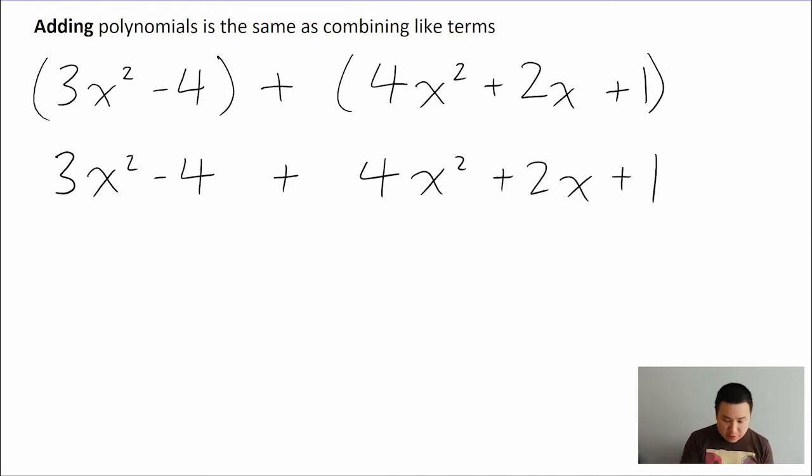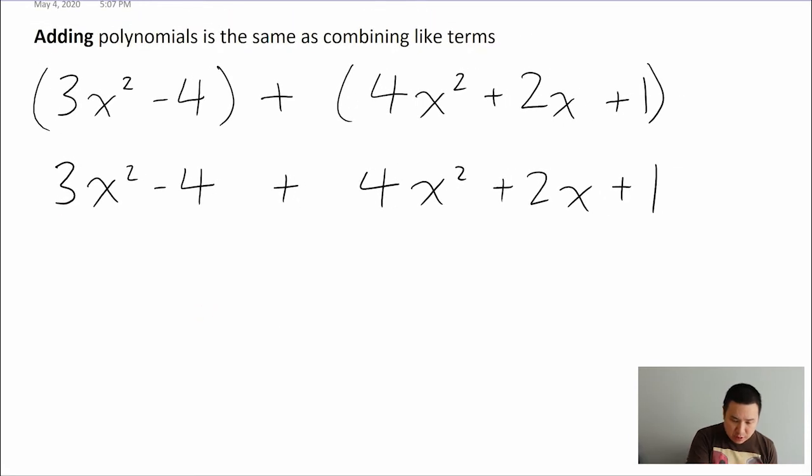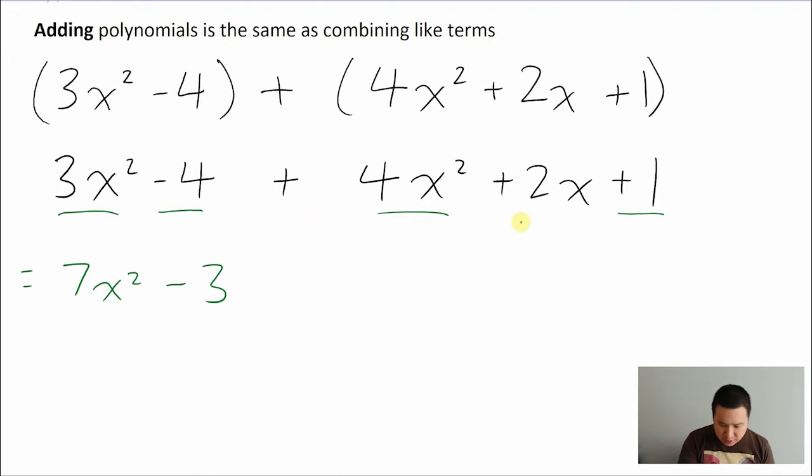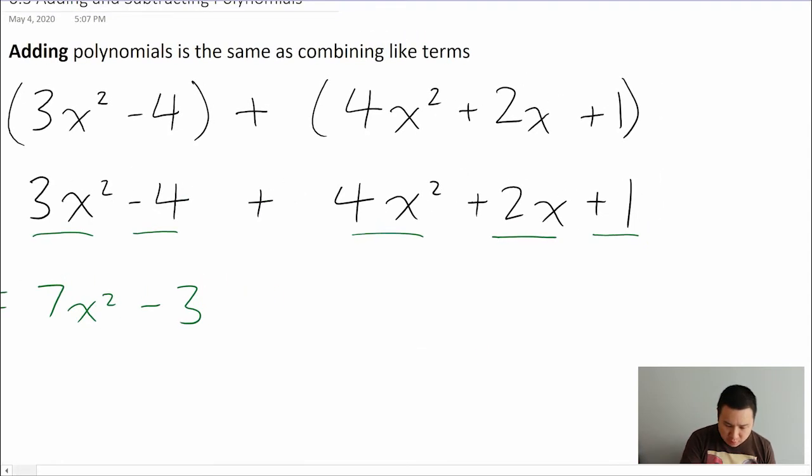Let's take a look at the 3x squared here. It needs a friend. Do we have any other x squared terms? Yes, we do, right there. So let's combine that together. That gives me 7x squared. The next term is this negative 4. It's a constant. So do we have any other constants, any numbers with no variables? Yeah, there's another one right there. So negative 4 with positive 1 is negative 3. And then what else is left? We just have this 2x. No other like terms, so we just tack that on.